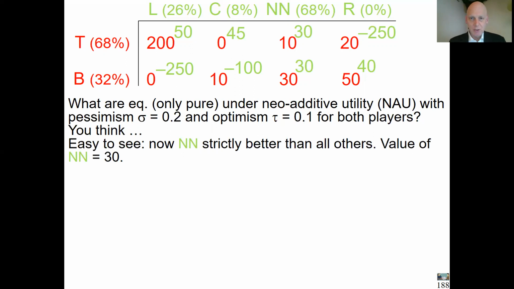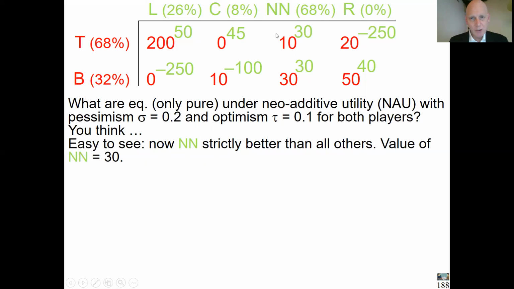First of all, it's quite easy to see even without calculation that NN is a better column than the others, because NN just gives you 30. And you see, if B is possible, then L is horrible. The 0.2 weight for this is completely killing L. Same happens here with R. If T is possible, then the 0.2 weight for this -250 completely kills R. Maybe with C, you may want to think a bit more.